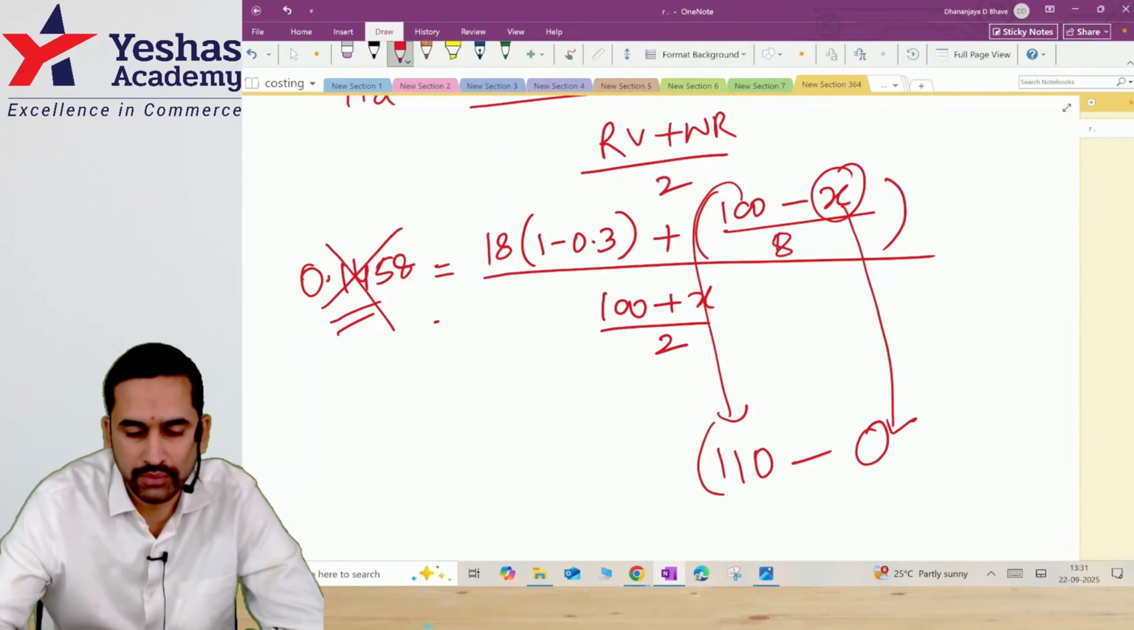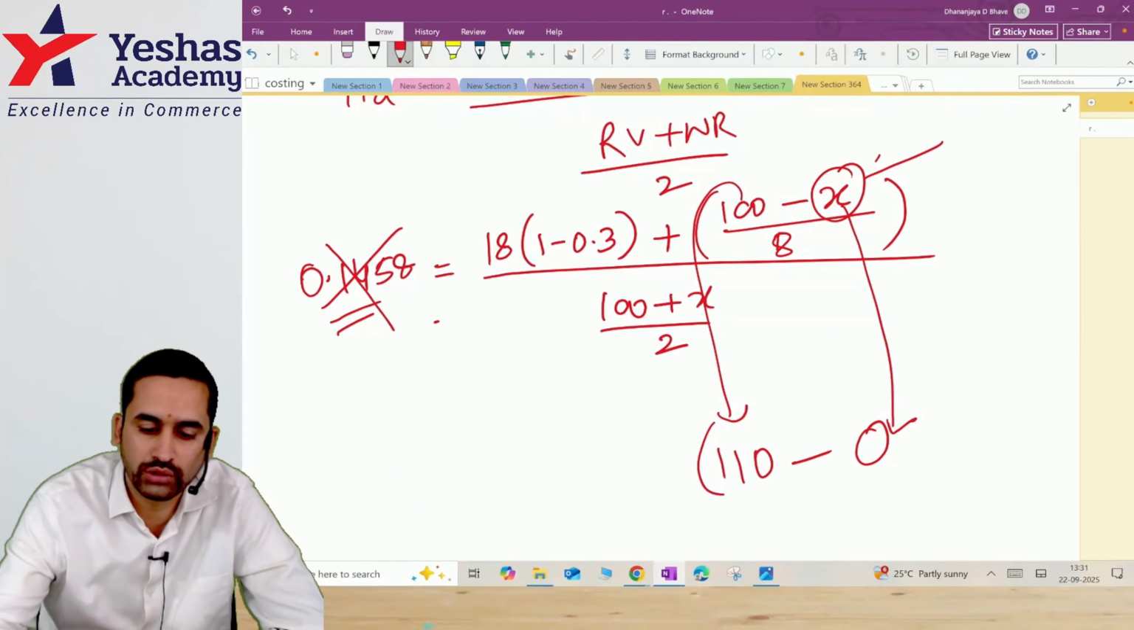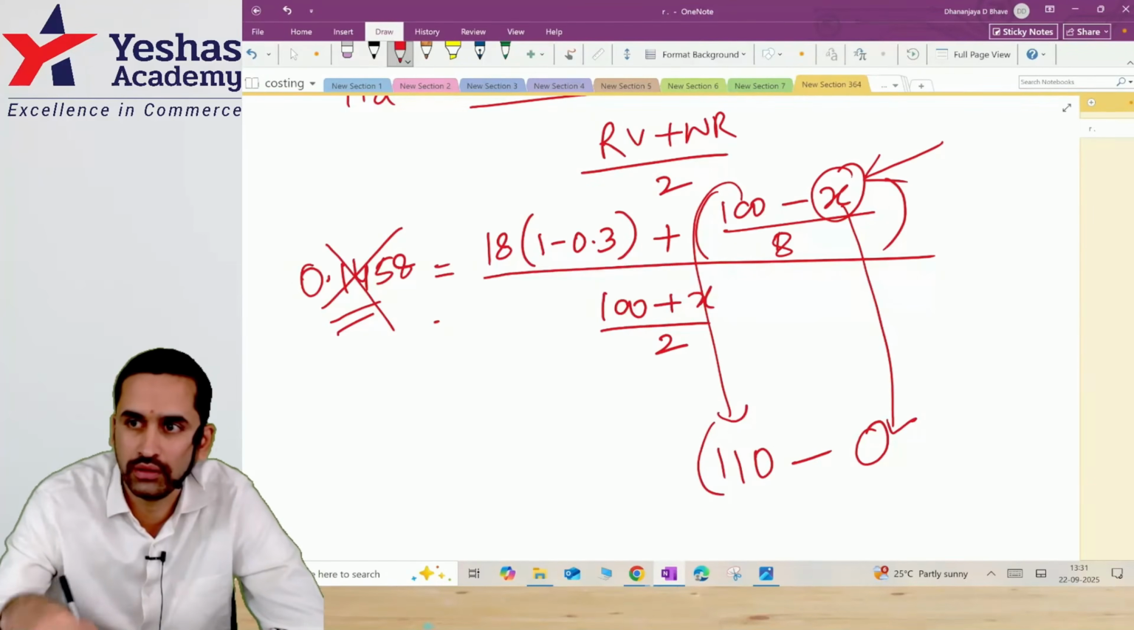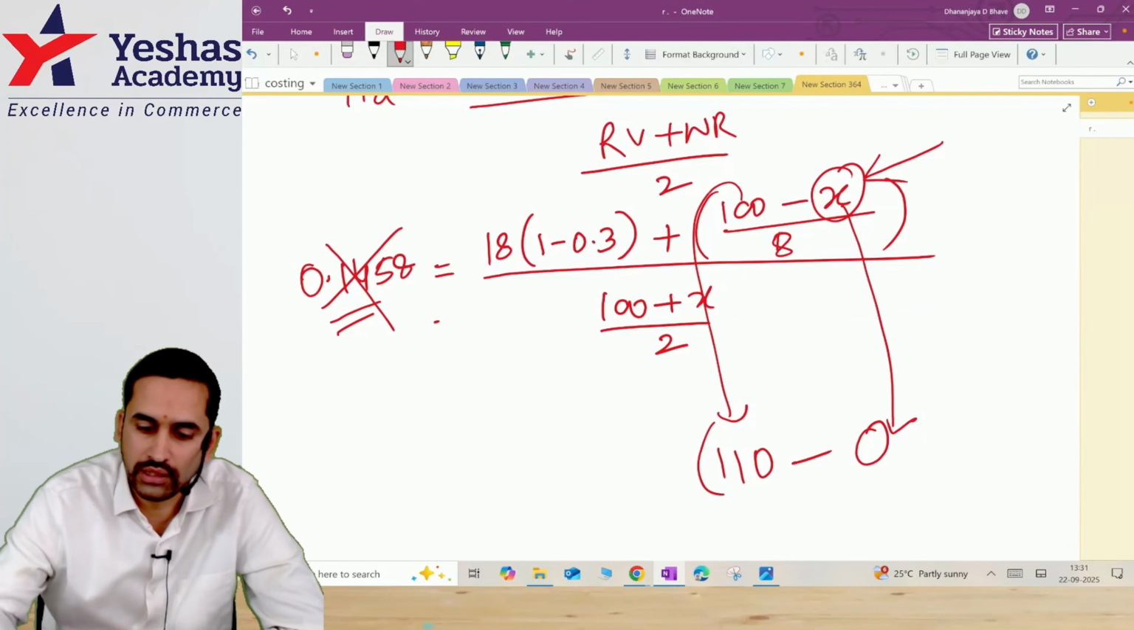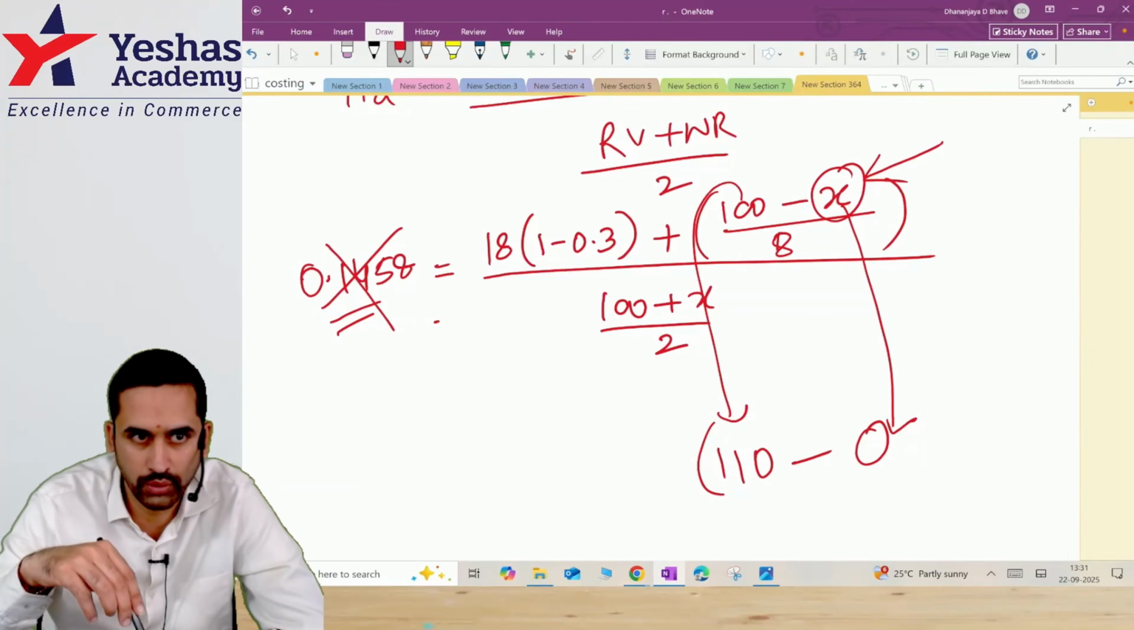Yes, they could have asked in MCQ category, but they know what happens if they ask in MCQ category. Students won't solve for X. They'll put 4 formulas and 4 options and check. So they said you work out the unknown number as X. Okay.